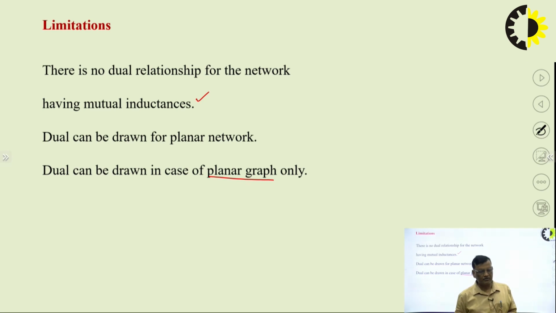The most important thing is how you are going to orient the source in a dual network. That you have to remember.